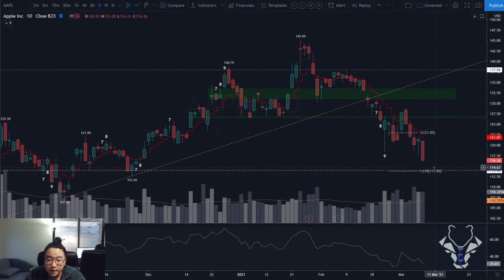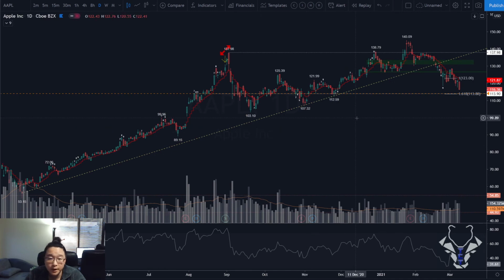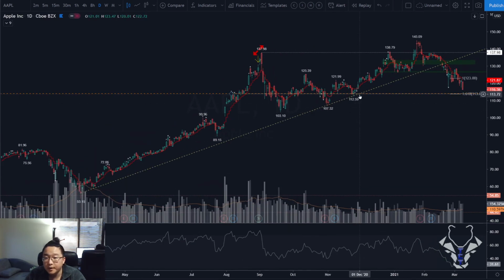So somewhere around there will be a decent entry with a stop right around here. You can put it under 120. That'll be an easy low risk play. But remember, there are 3 supports here: 112.59, 107.32, 103.10. Each of them has a fairly decent gap in between. So if these 3 are lost, you could potentially be looking at filling this gap from way back here. And this gap would bring you down to 96.30.